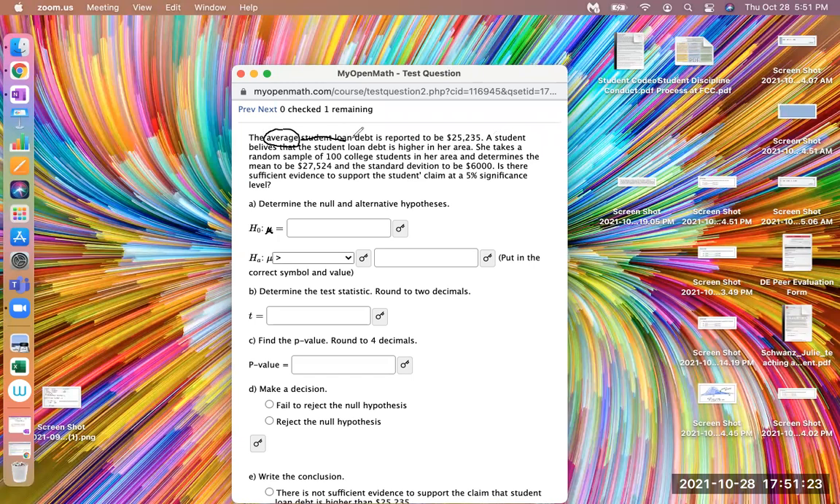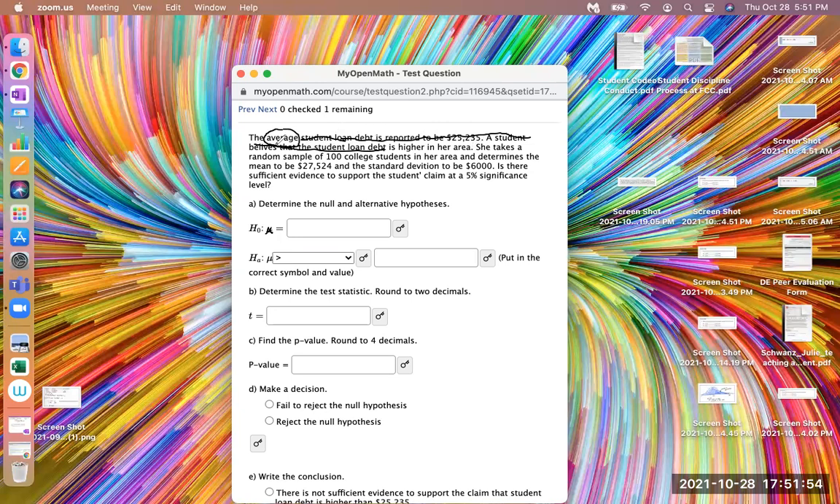The average is higher in her area. That's what they really mean there, right? They have all these extra words. The average student, whatever you're talking about, is reported to be this. And then they said a student believes that the student loan debt, which they mean the average, is higher in her area.